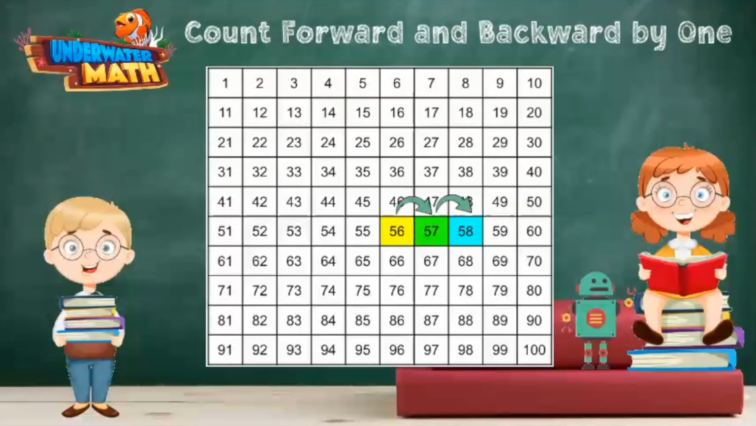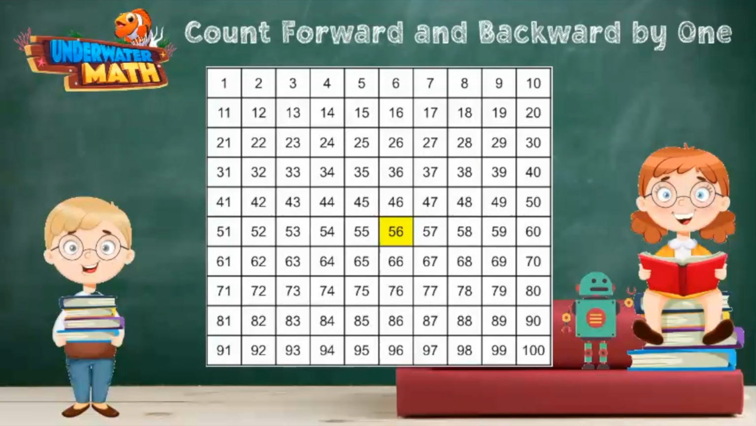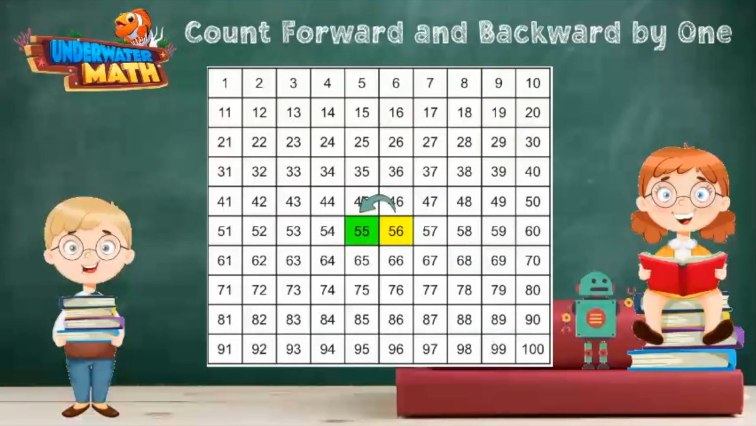Now, if we want to count backward, it means we are counting down. Let's start back at 56 and count backward. We land on the number 55.